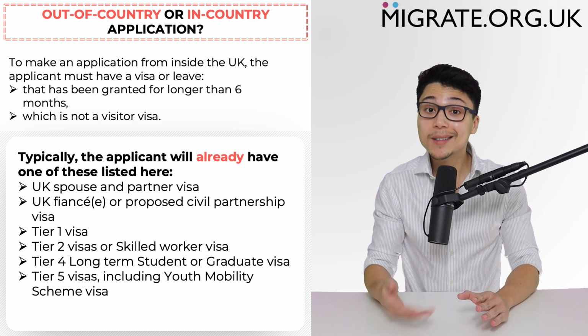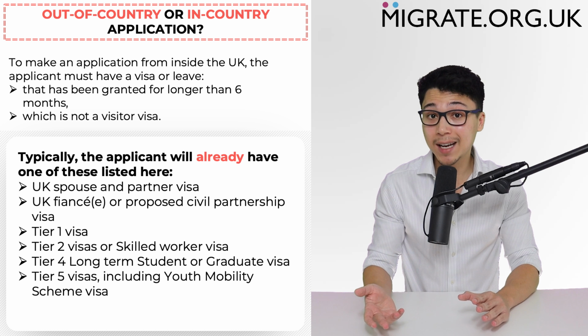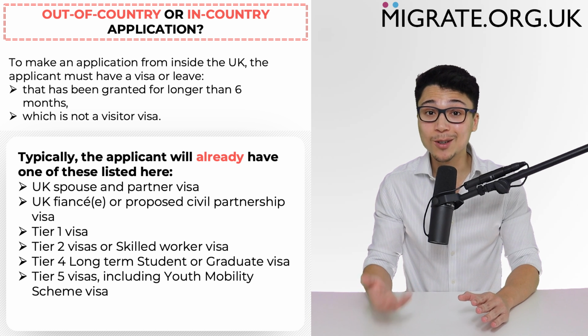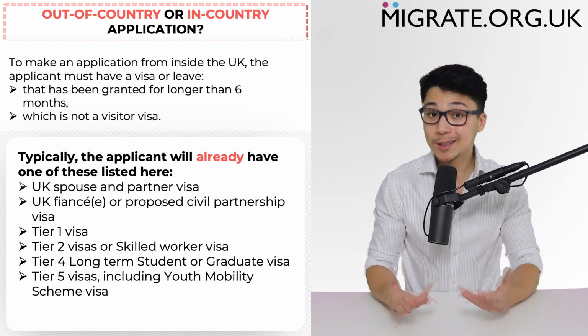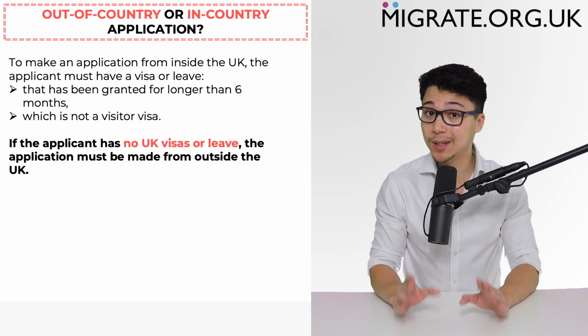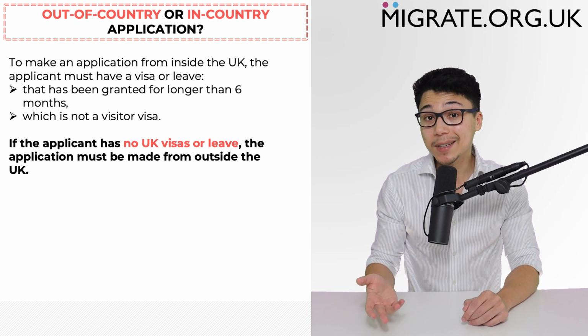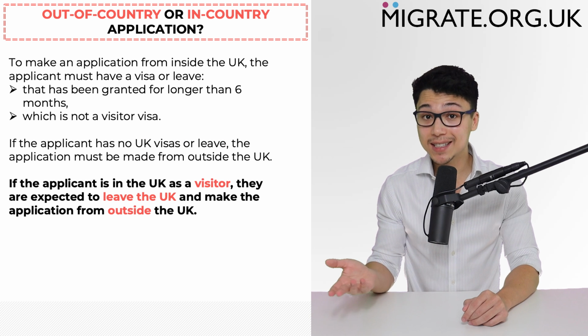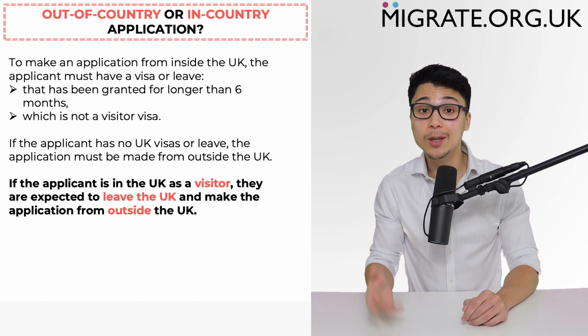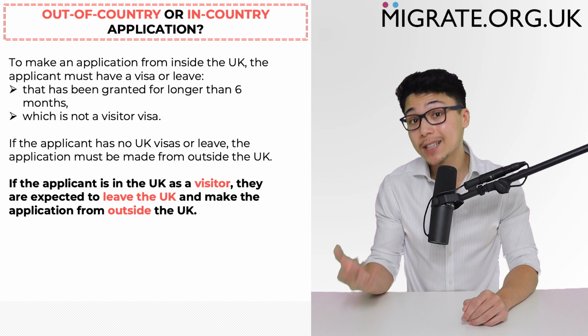Whether the sponsor, the UK partner, helps complete the online application form and submit the supporting documents does not change this. So if the applicant has no visas or leave, the application must be made from outside the UK. Similarly, if the applicant is in the UK as a visitor, they will be expected to leave the UK and then make the application from outside the UK.